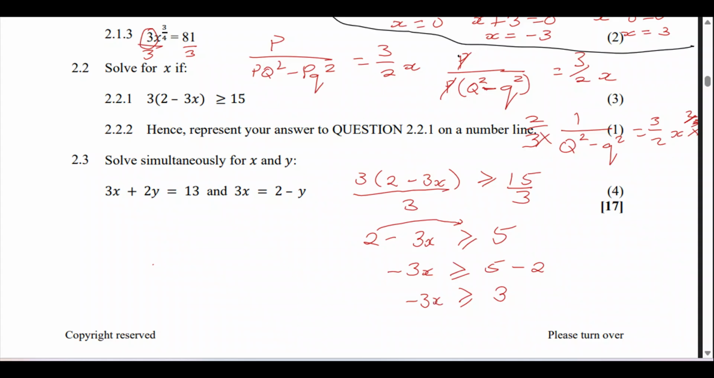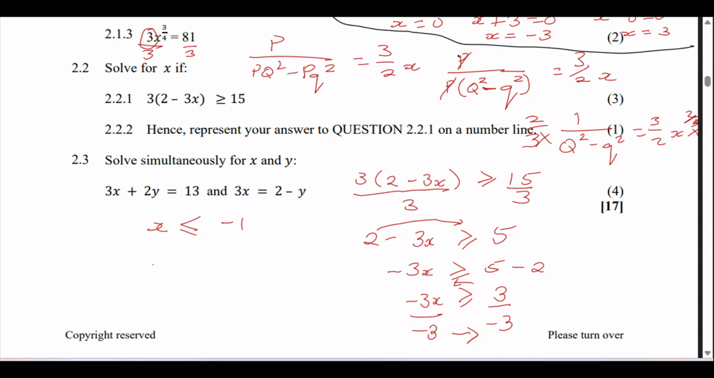Now, we just want to remain with the x here, so we're going to have to divide by minus 3. But when you divide by a minus number, when it comes to inequalities, your sign changes direction. So it was facing that way, meaning it's now going to face this way. So it will now look like that, x is less or equal to minus 1. So this will now be your final answer for 2.2.1.